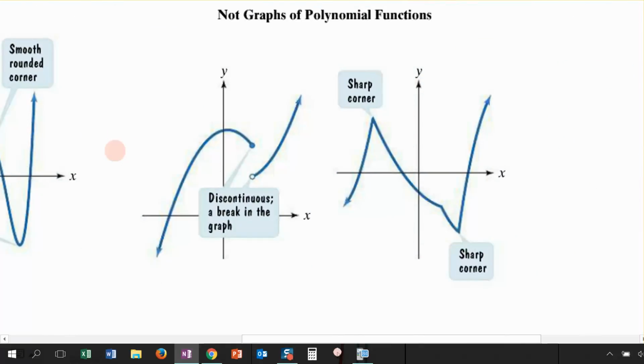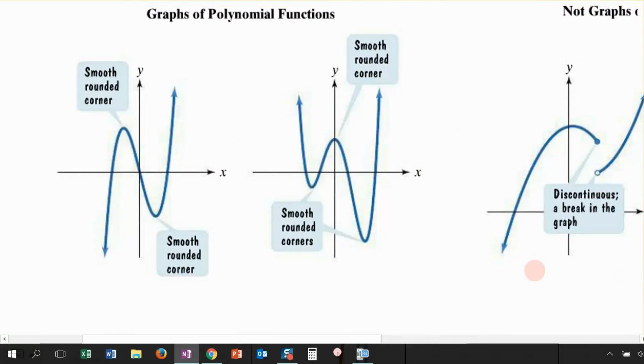Contrast that with these two pictures that I have here. These are not polynomial functions. They are discontinuous. They are not smooth at all. The curves or the graph itself has sharp corners. So these are not polynomial functions. In other words, for a graph to be smooth and continuous is another characteristic of our polynomial functions.